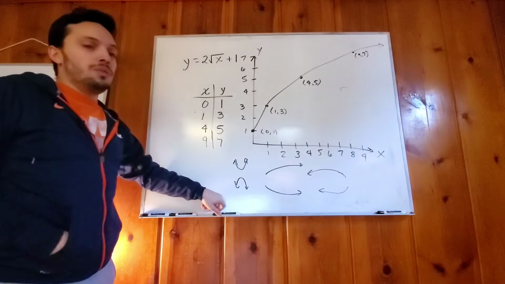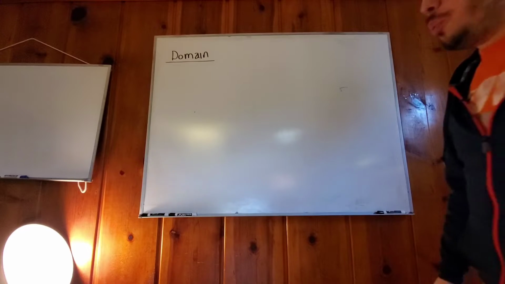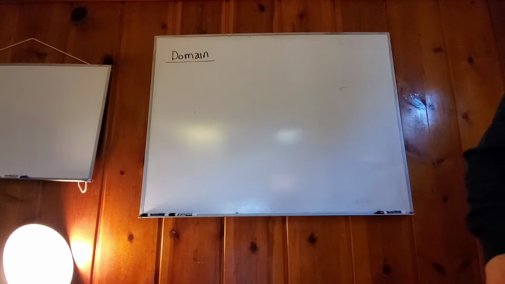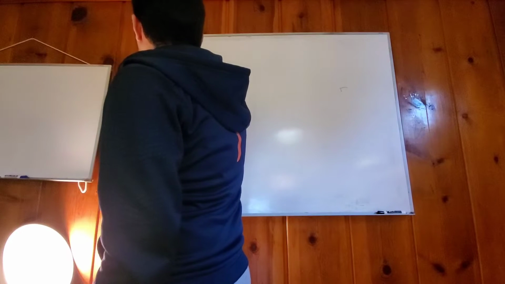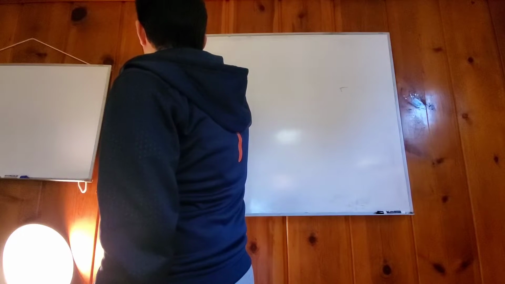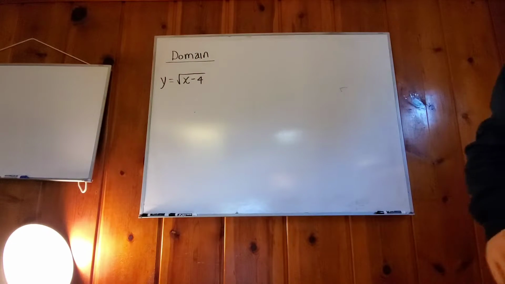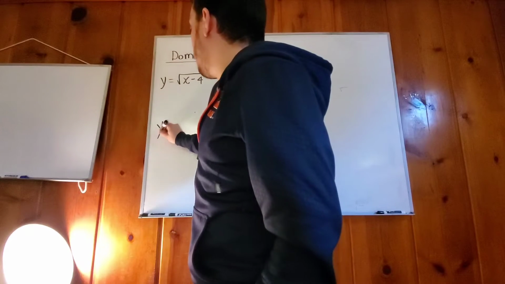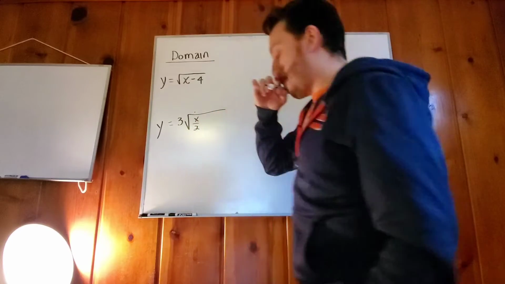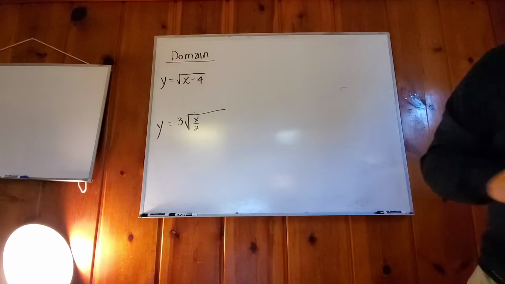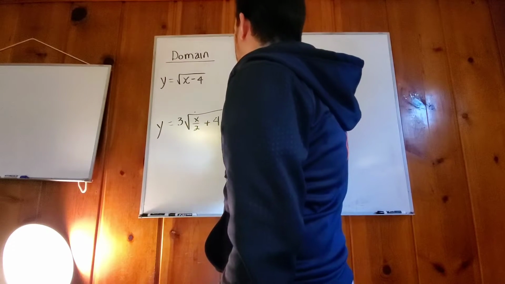Okay, so let's move on to example number 2. In example 2, we need to find the domain of two square root functions. The first one is y equals square root of x minus 4. And the second one is y equals 3 square root of x over 2 plus 4, minus 7. The minus 7 is outside the parentheses.